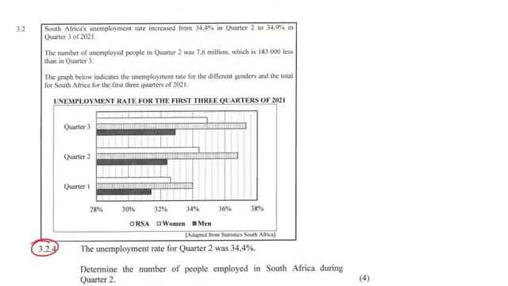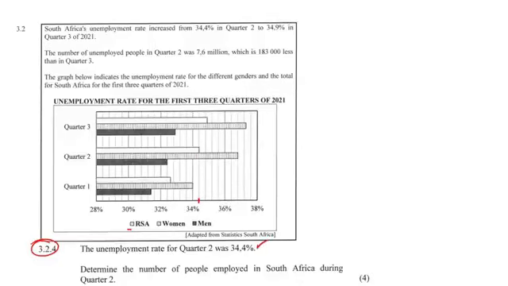Okay, so now this question says that the unemployment rate for quarter 2 is 34.4. So that would be the RSA. So that would be this. They're saying this is 34.4. I agree with that, because if you look down here, we said that's 34. And we said that each of these is 0.4. So that means that this bar here would be 34.4. So that actually makes perfect sense.